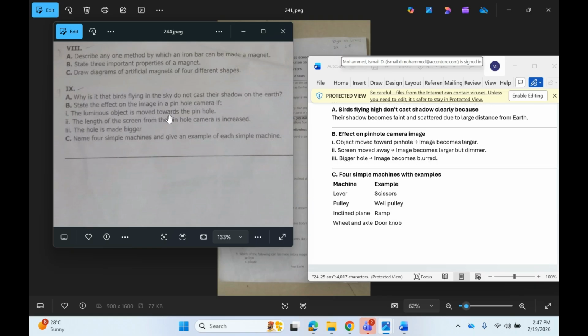Next one, luminous object is moved towards the pinhole. Okay, these are the questions and these are the answers.